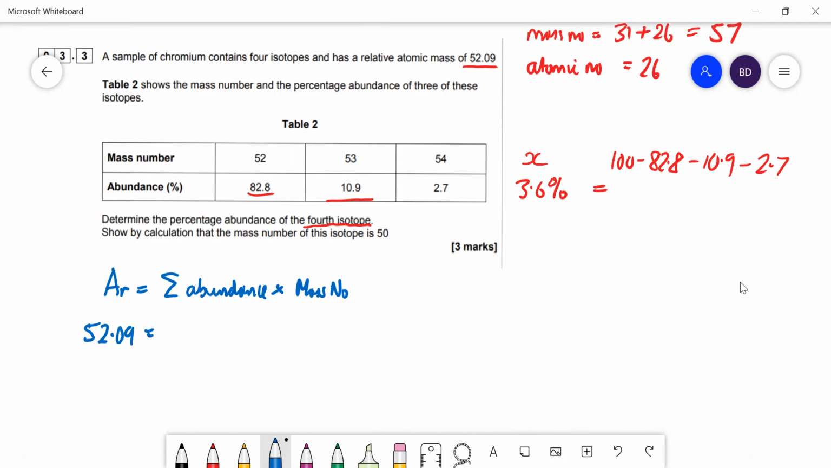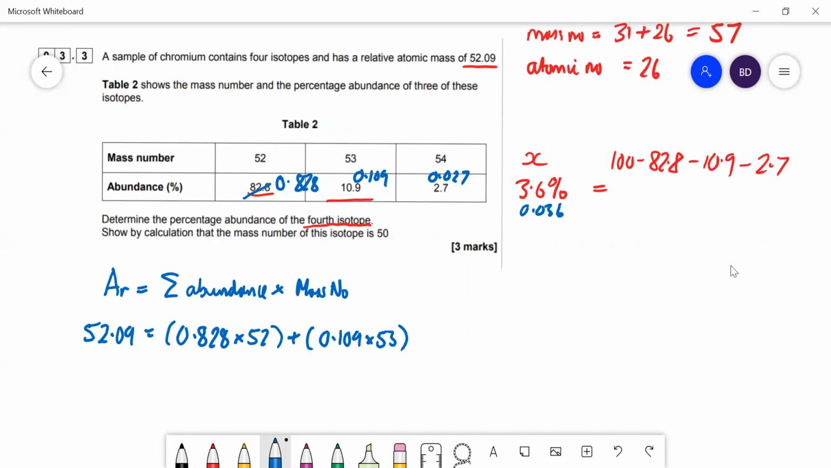Now these abundances, it's much easier, instead of using percentage, to turn them into fractions or decimals. So that's 0.828, that's 0.109, that's 0.027, and this is 0.036. Let's put the numbers in. We get 0.828 multiplied by 52 plus 0.109 multiplied by 53 plus 0.027 multiplied by 54 plus this last one, 0.036x.